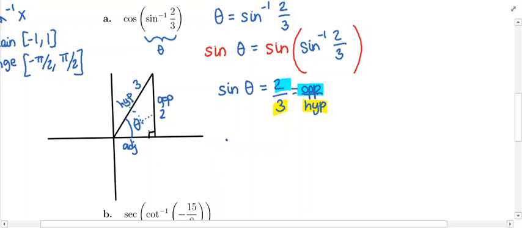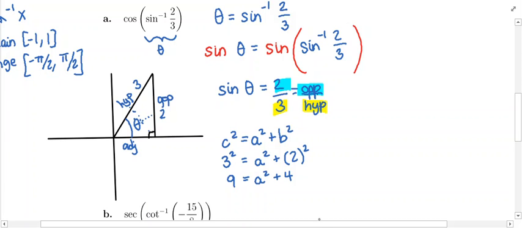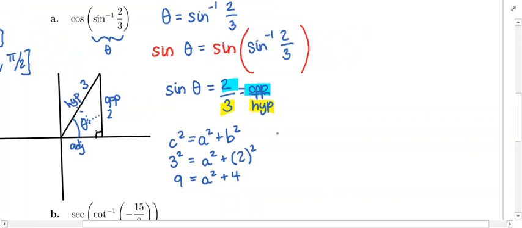Right triangle, we're going to call in the Pythagorean theorem. So c squared is equal to a squared plus b squared. We are looking for the adjacent side. So I'm going to plug into this the hypotenuse, which is c. This is going to be 3 squared. That's equal to a squared plus the opposite side squared. So I'm going to get 9 is equal to a squared plus 4. If I subtract 4 from both sides, I'm going to get that 5 is equal to a squared.